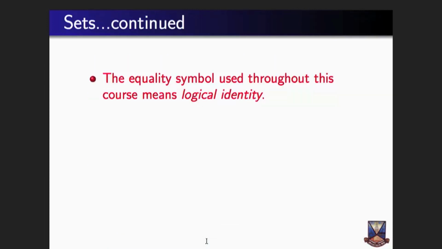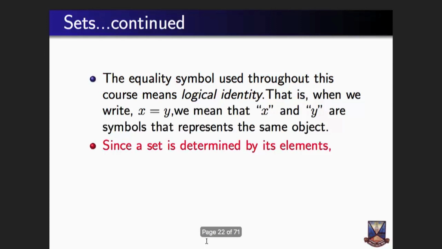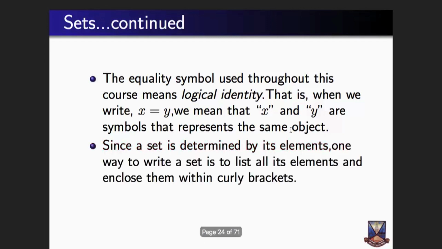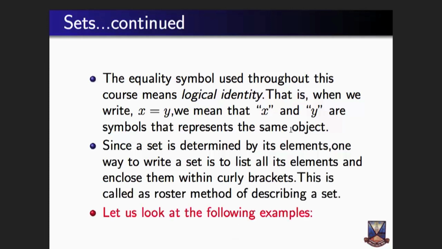The equality symbol used throughout this course actually means a logical identity. That is, when we write x equal to y, we mean that x and y are symbols that represent the same object. Since a set is determined by its elements, one way to write a set is to list all its elements and enclose them with curly brackets. This is called the roster method of describing a set. Let us look at the following examples.